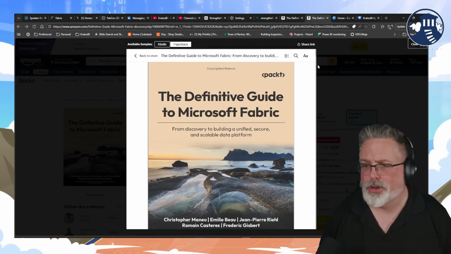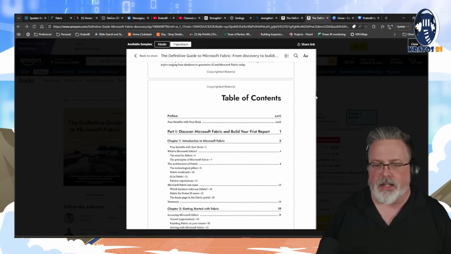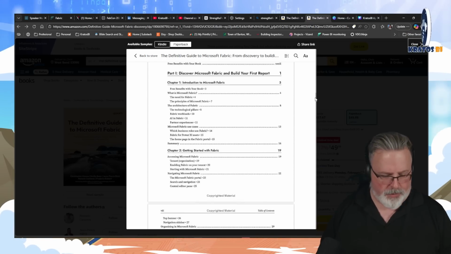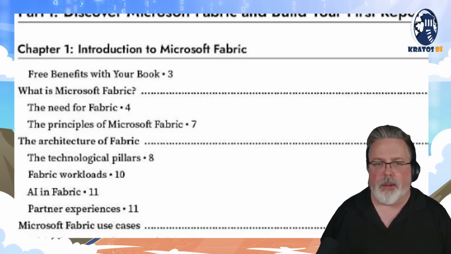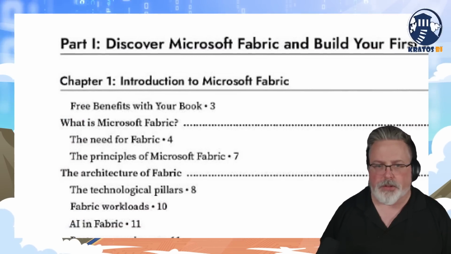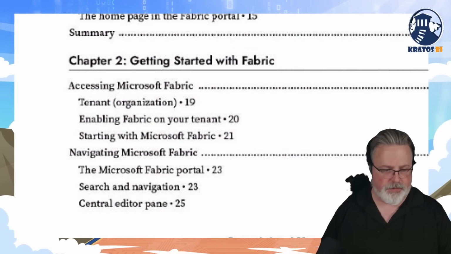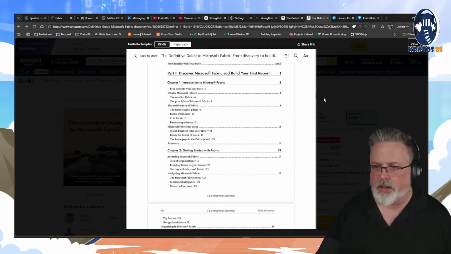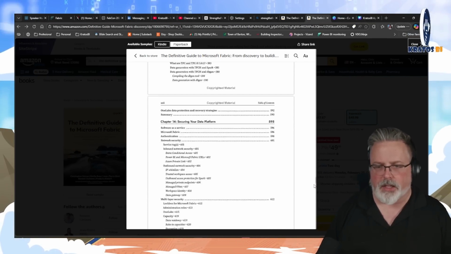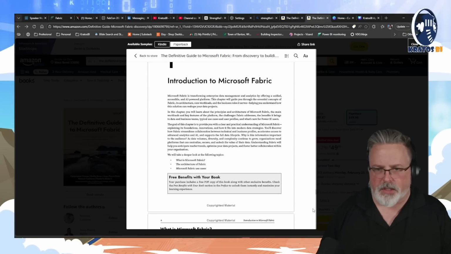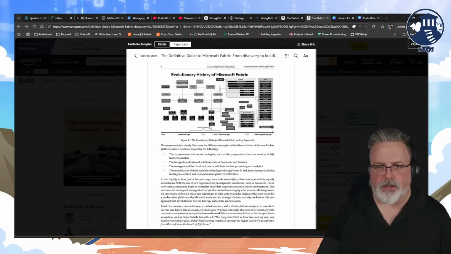If we go to the book, you can see it's going to start you off basic, right? It's going to do an introduction to Microsoft Fabric, where you're going to be discovering and building your first report. So we go into the introduction of Fabric, getting started with Fabric, how you go through navigation, all sorts of stuff. Let's quickly zoom down to some of the pages so you can see what you could expect. Okay, so I mean, it's a textbook. It runs through and gives you all the good stuff here.